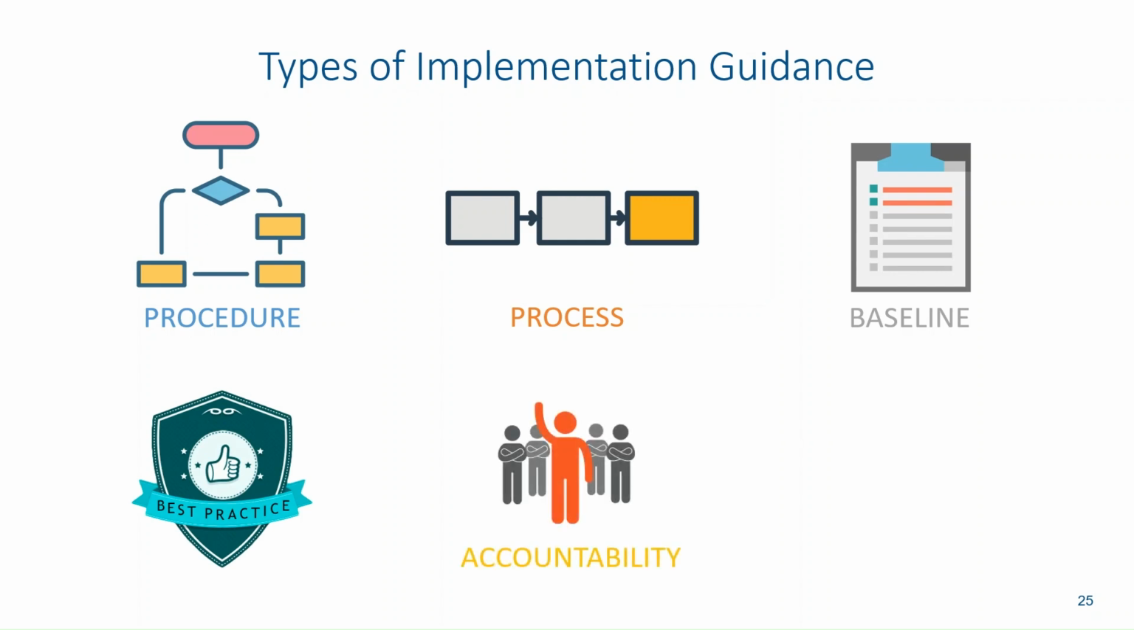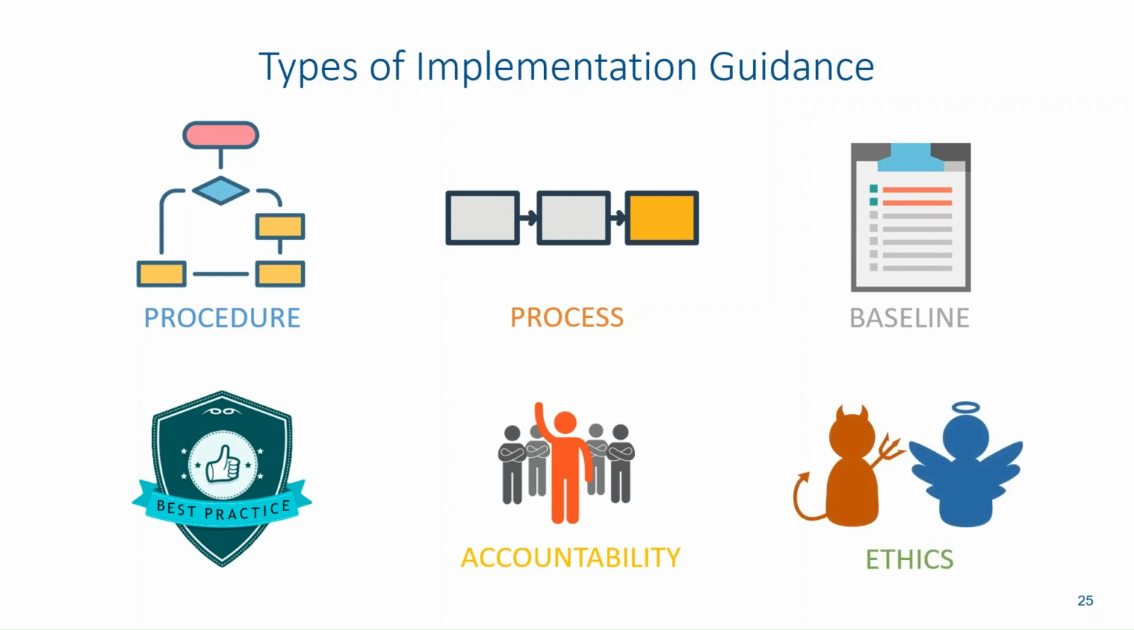The next part of implementation guidance is accountability. Accountability is making sure that people are held liable for what they have done, and sanctions will be implemented if something goes wrong. And the last piece of implementation guidance is ethics. Ethics is a person's system of values. Your level of employment is going to determine what kind of ethics you're going to have to engage in. Some higher employees are going to have better ethics, as they are going to be the ones that set good examples for their other employees.